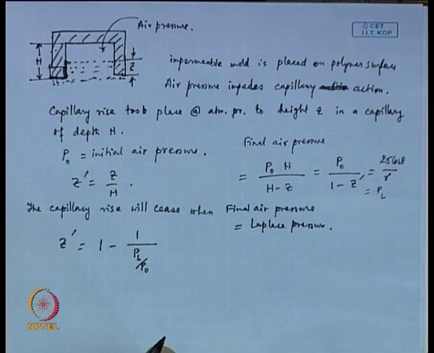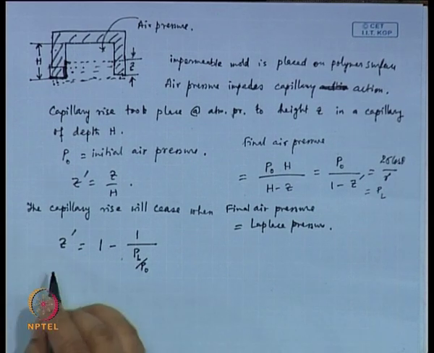Z prime, so 1 minus z prime would be P 0 by P L, or 1 by P L minus, yeah, I can write it, right. So if you know the Laplace pressure, and if this is atmospheric pressure, you can come up with what this z prime would be.